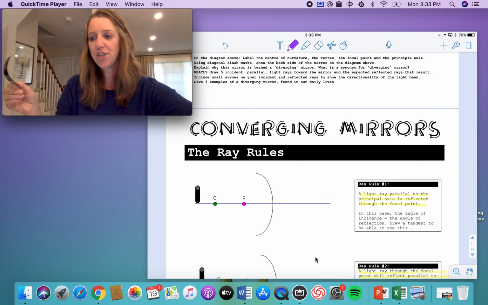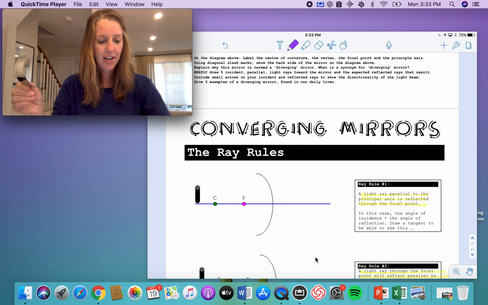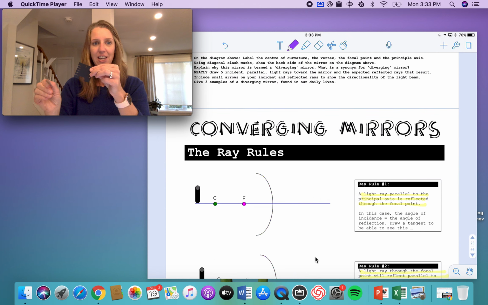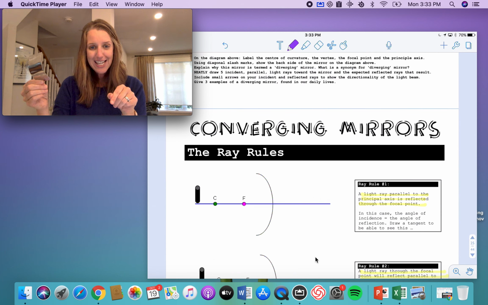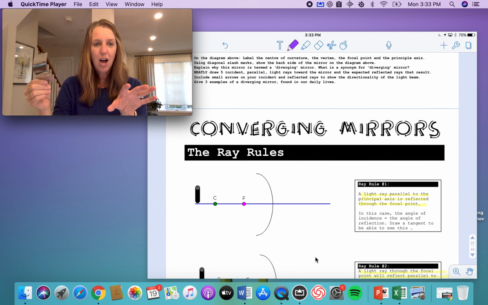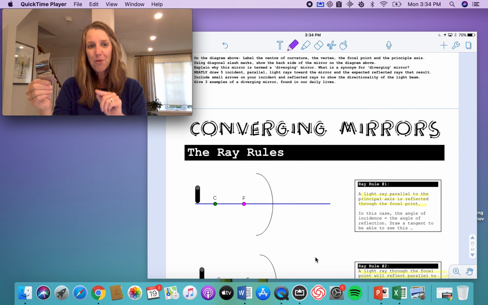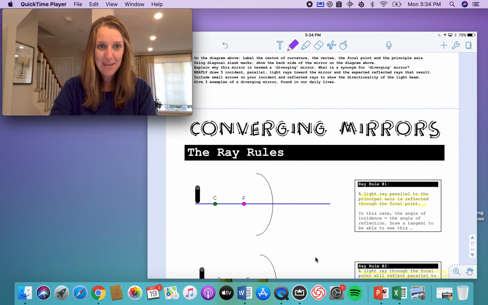So again, I could use a pen as my object. I could use anything. I can use an arrow as an object. You can use yourself as the object. In this case, we're just going to use this little black stick with a gray tip. You can make it like an arrow top on it. As long as you know where the top and the bottom are, you can follow the ray rules to talk about where that image is, okay?